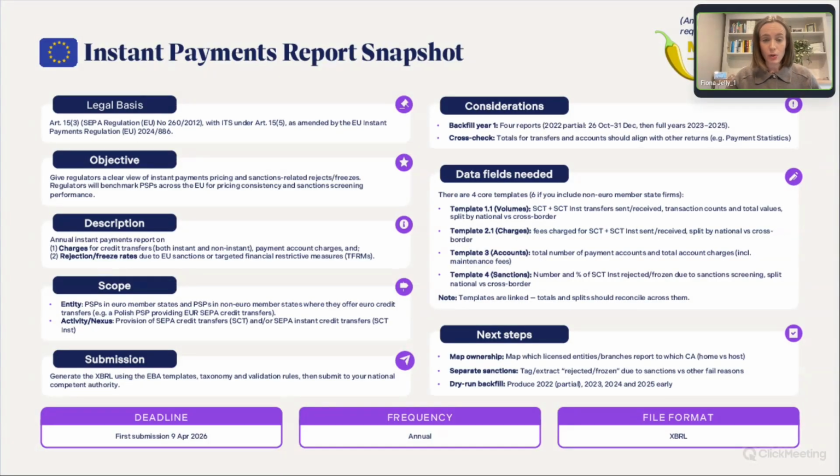And bear in mind, if you're a PI or EMI, you're also in scope, even if your banking partner directly settles the credit transfer. If you're customer facing and you control the pricing, you need to report.